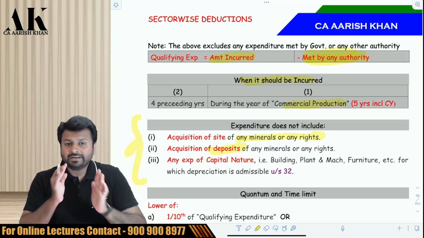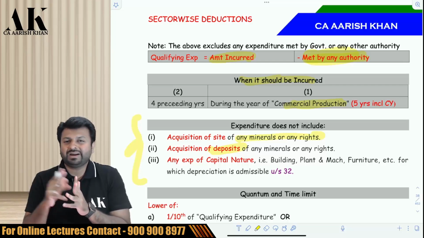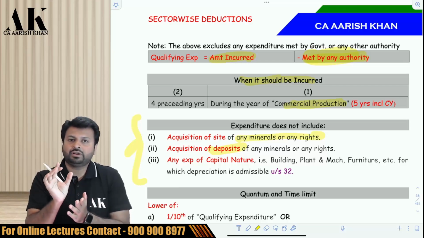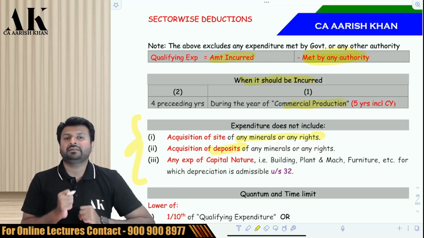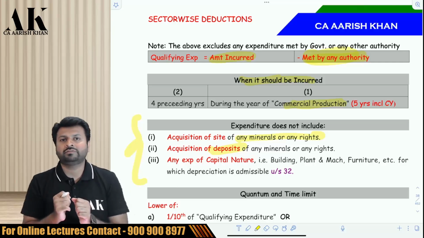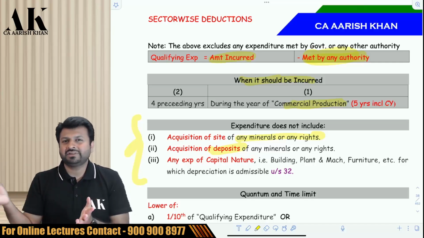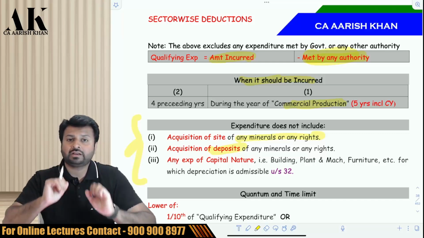Whatever expenditure you have incurred in the current year of the commercial production and the last 4 years will be the qualifying amount, minus the amount met by the government. Suppose you have incurred 10 lakhs in the current year and last 4 years to extract that mine. And now that mine is ready, you are earning some money, you are having commercial production out of that mine. So 10 lakhs you have incurred minus 50,000, say government has contributed. So 10 lakh minus 50,000, 9 lakh 50,000 will be the qualifying amount.